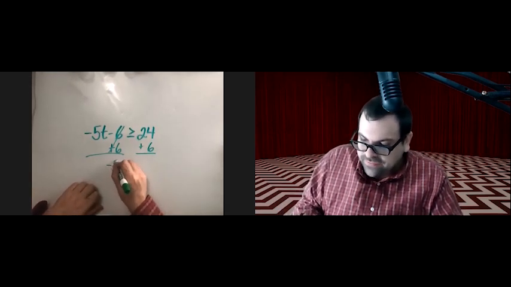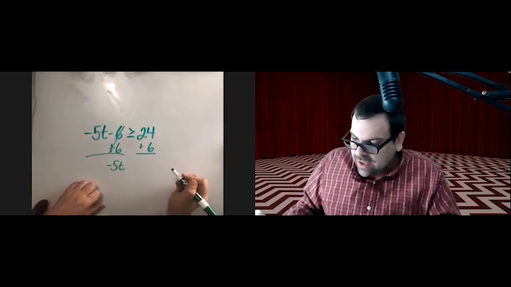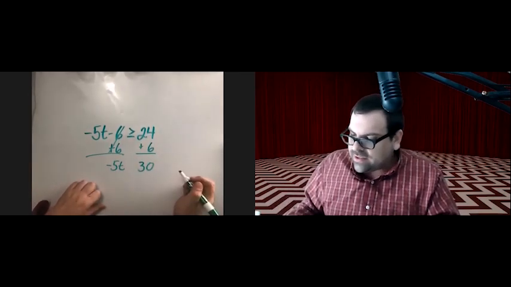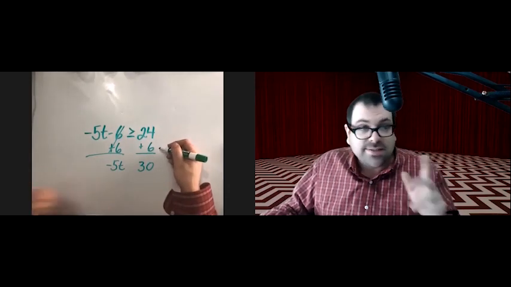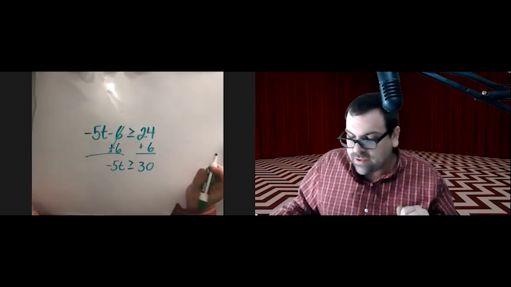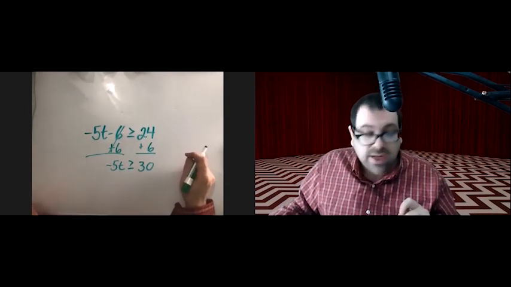Leaves us with -5t on the left. Leaves us with positive 30 on the right. Adding 6 is not multiplying or dividing by a negative. The inequality symbol does not change.